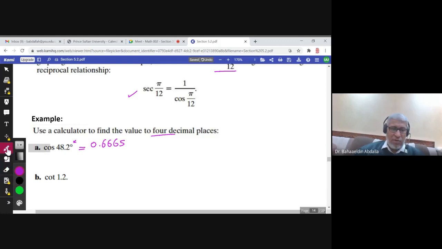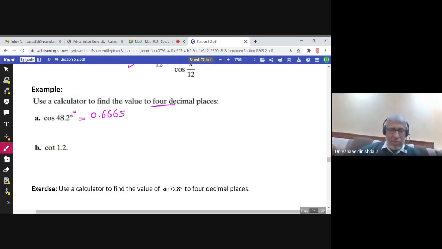and this would be the answer of the question. Now to answer the second one, cotan, you notice that this is 1.2 and there is no degree. So this is radian, 1.2 radian. So I have to be in the radian mode. To be in the radian mode, you press shift mode. When you press shift mode, you will find that number 4 is radian, number 3 is degrees. So you press number 4, and now if you look to the light line, you will see R. R means radian.